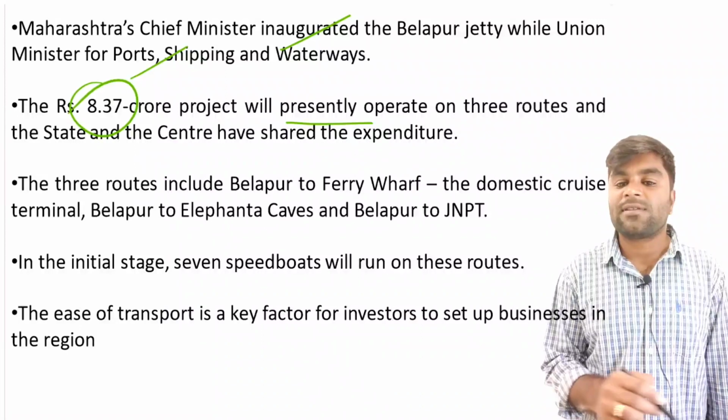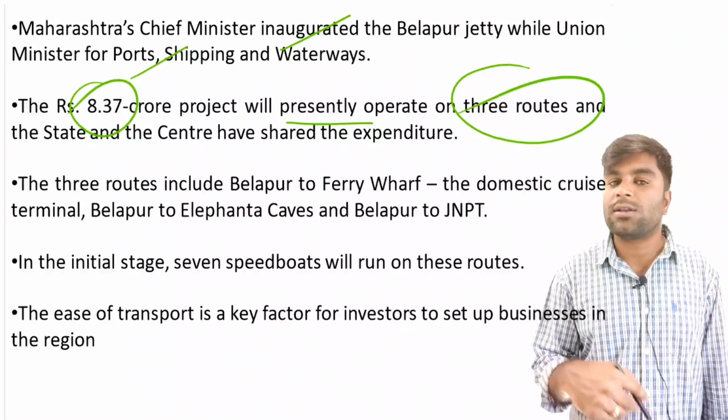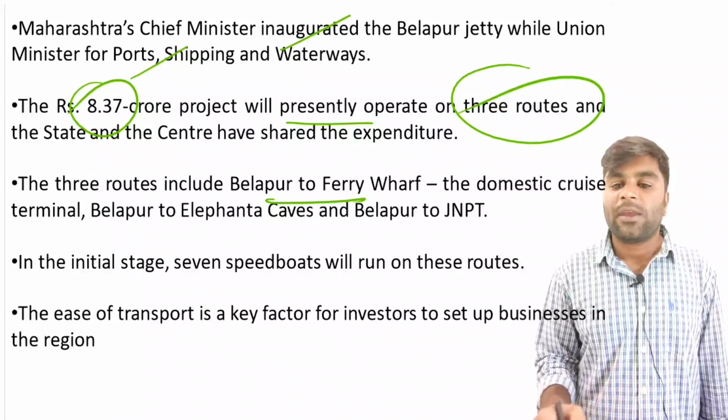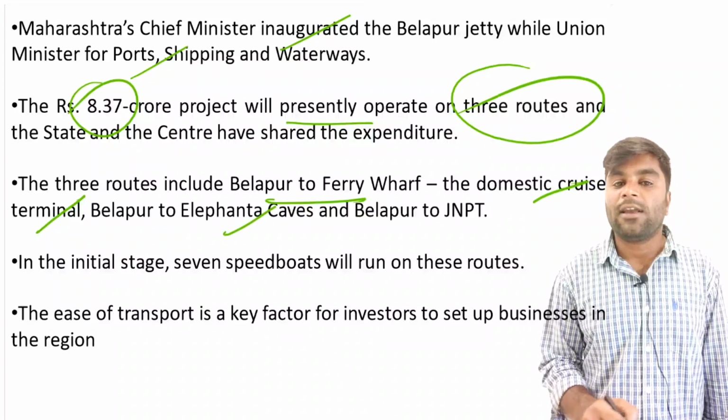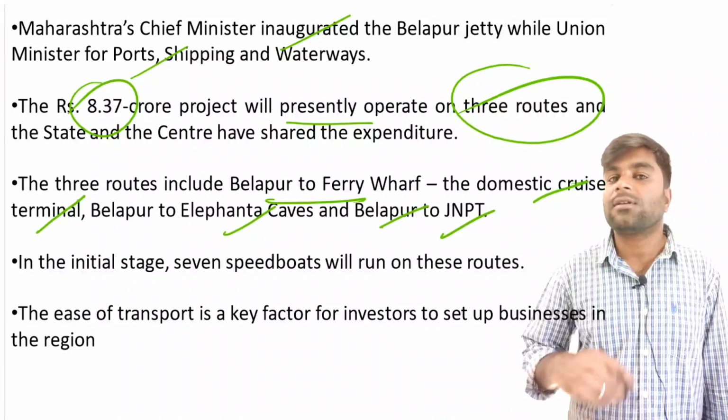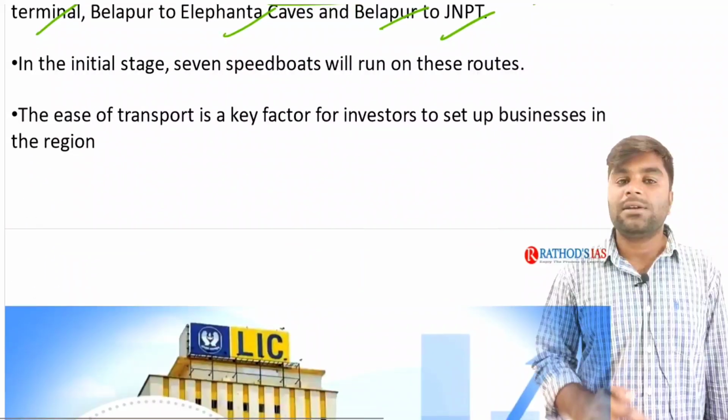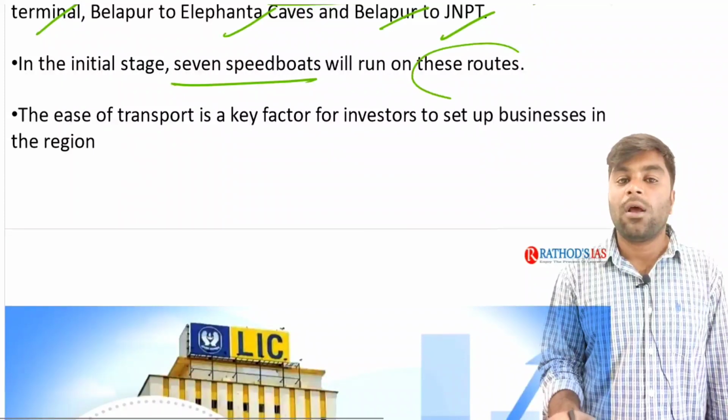8.37 crore project will presently operate on 3 important routes. What are these 3 routes? The Belport to Ferry and the domestic cruise terminal, Belport to Elephanta Caves, and Belport to JNPT. These are the 3 important routes. So in the initial stage, 7 speedboats will run on these routes.